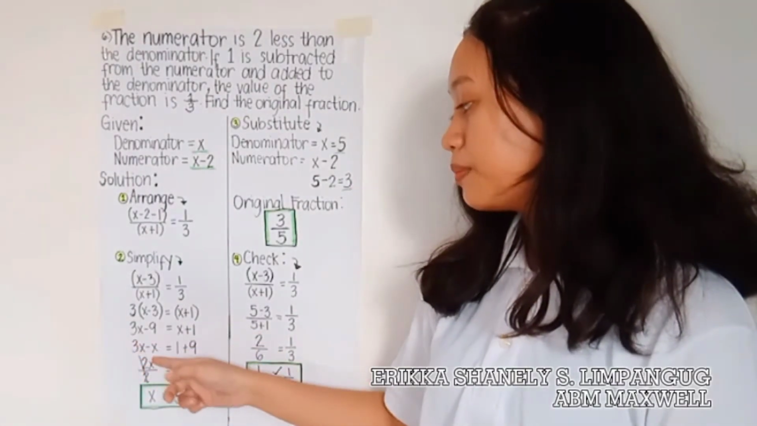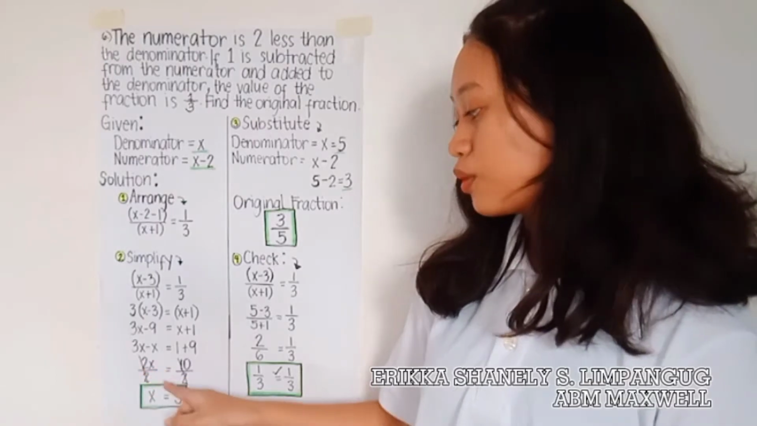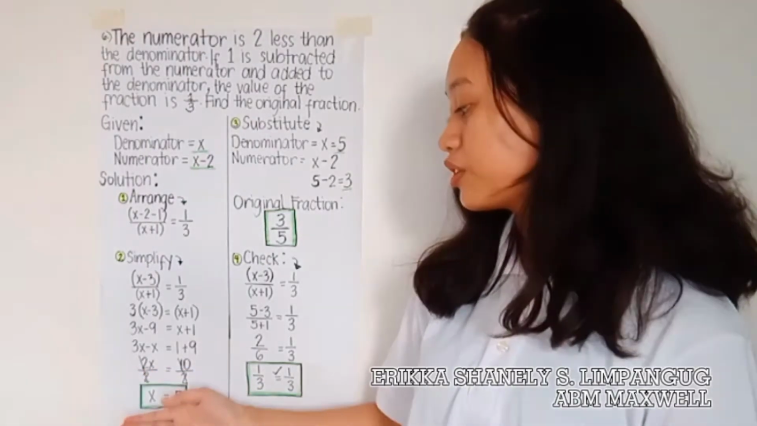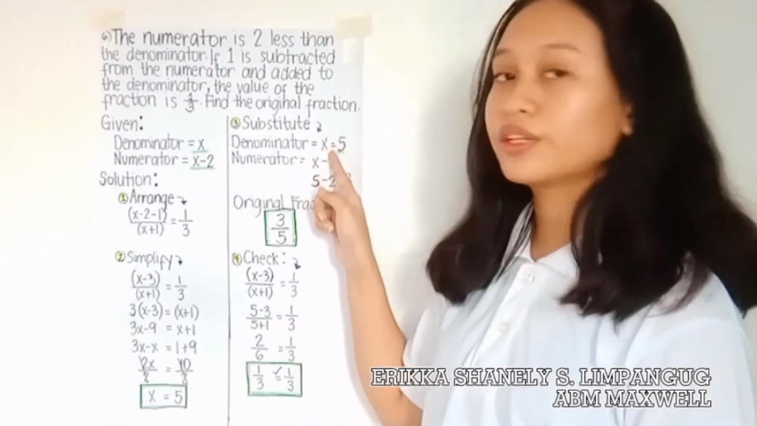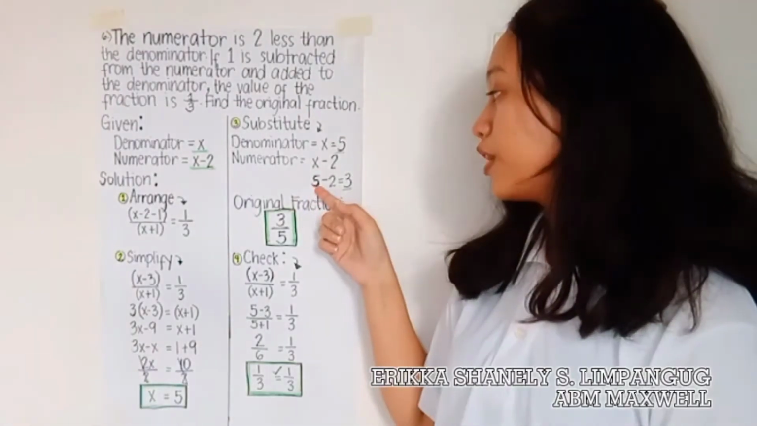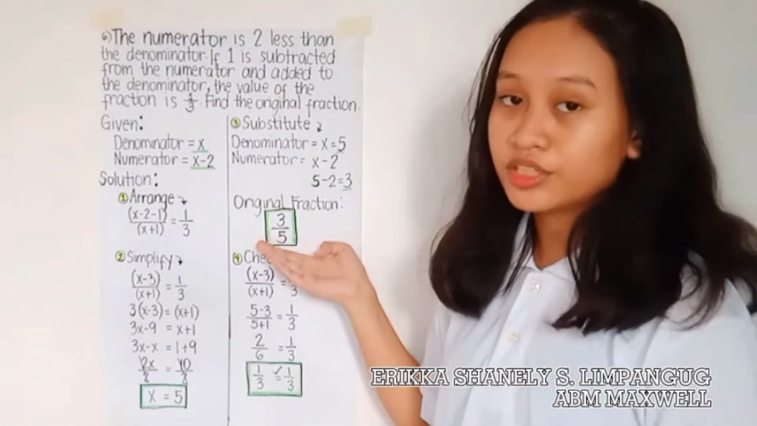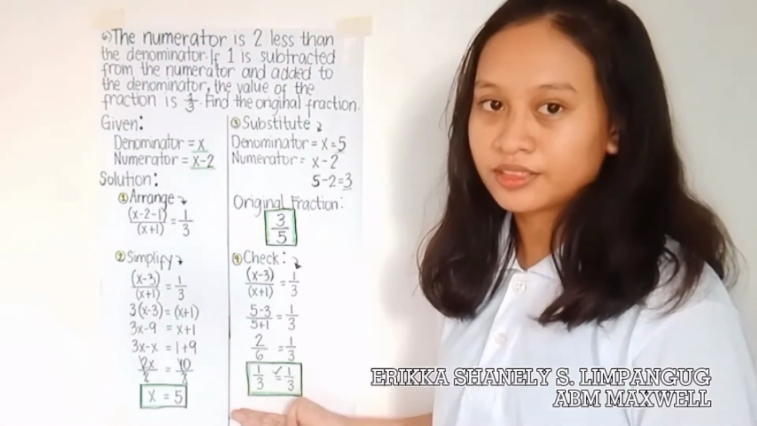So in simplifying, we have to transpose the x and the 9, so we get 2x equals 10. Divide both sides by 2 in order to get x, so x equals 5. And then we have to substitute. X is our denominator, so x equals 5, and then our numerator is x minus 2. Substituting, 5 minus 2 equals 3, and then our original fraction is 3 over 5. If we check, we can see that our solution is correct.